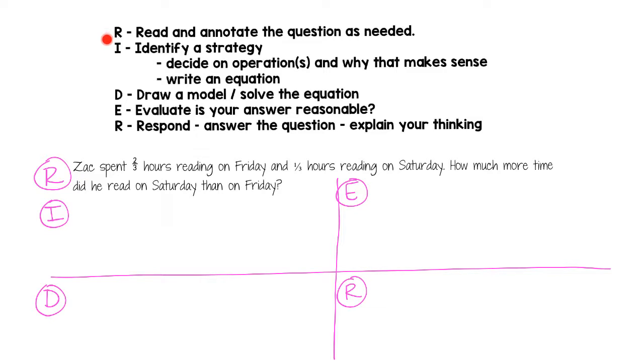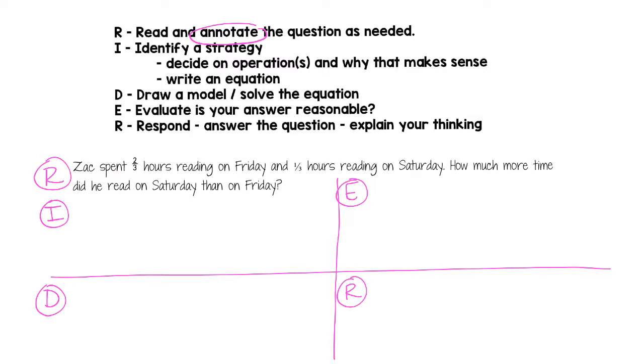Read and annotate the question as needed. Zach spent 2/3 hours reading on Friday and 1/3 hours reading on Saturday. How much more time did he read on Saturday than on Friday? So we're going to annotate, circle, highlight, underline what is important in this question. Pause the video and do that.